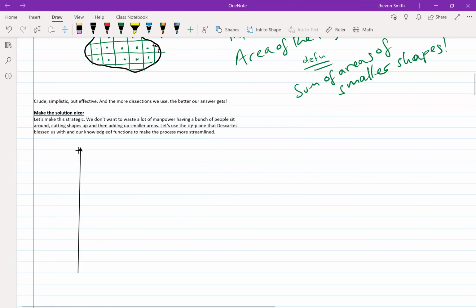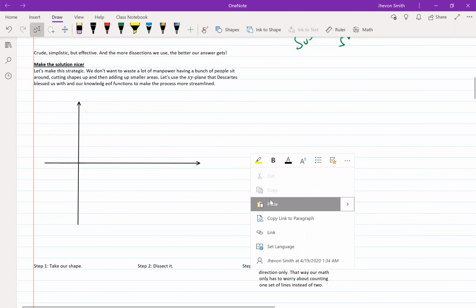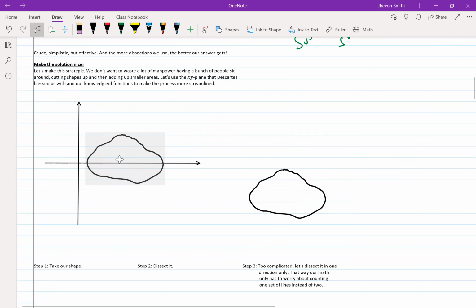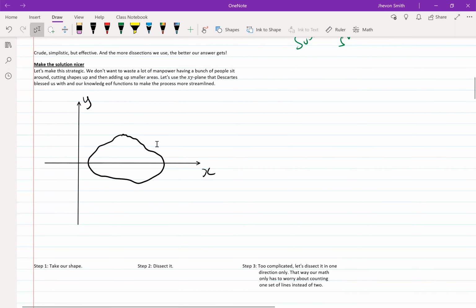So what we can do is use our math to help us. Take this shape and put him on the XY plane. Then we now have him in an environment where we can actually use our math to help us figure out the area. And how would one go about actually doing this? Like how would we make this streamline the process?